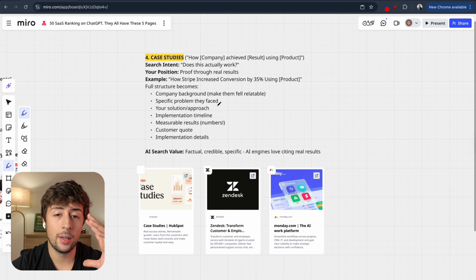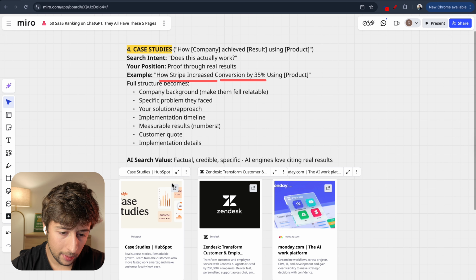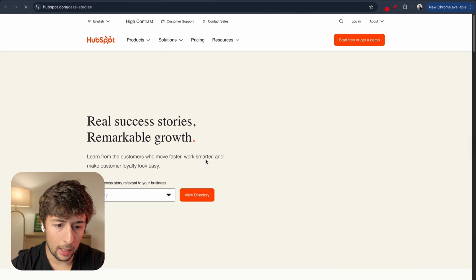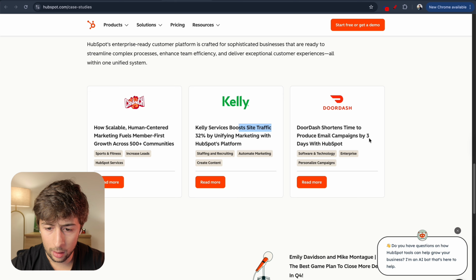So it's extremely important as well to have real metrics, measurable numbers, measurable results, like 80% increase in revenue in less than 30 days, let's say. I mean, that's a crazy metric, right? But like this, our Stripe increased conversion rate by 25%. So let's actually just see here some case studies. See, all of these case studies, they have a number. They grow across 500 communities, 30% increase in website traffic.